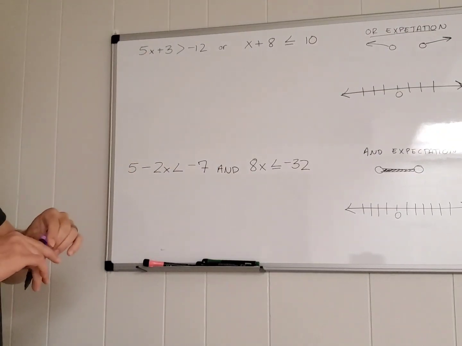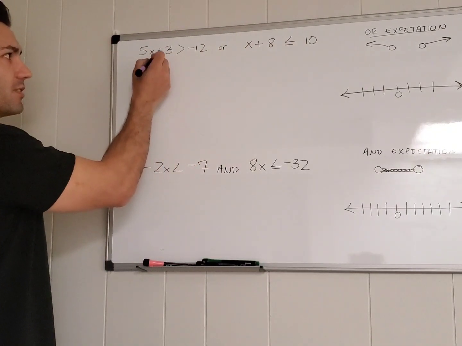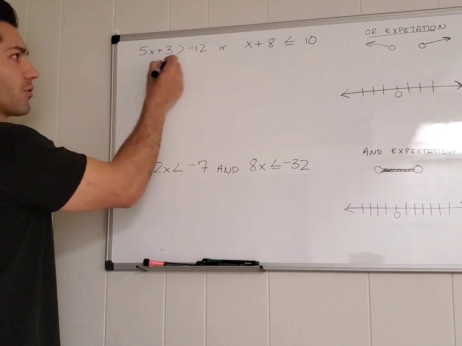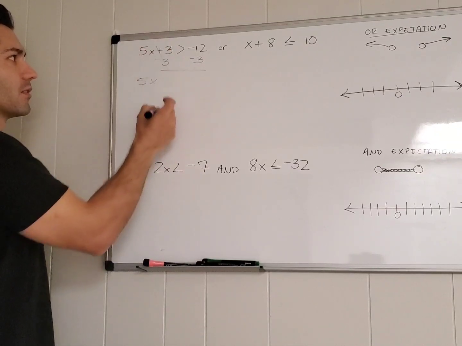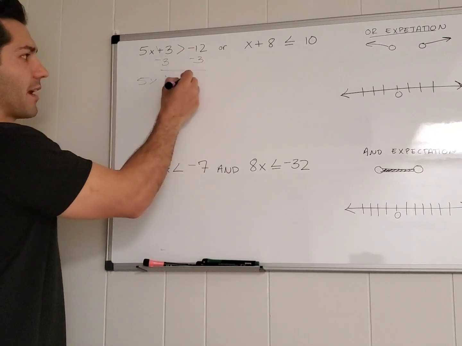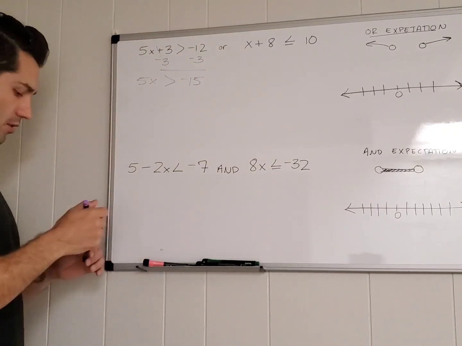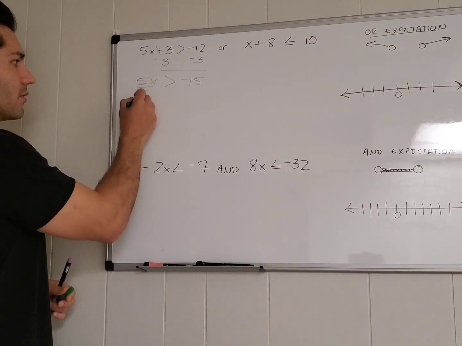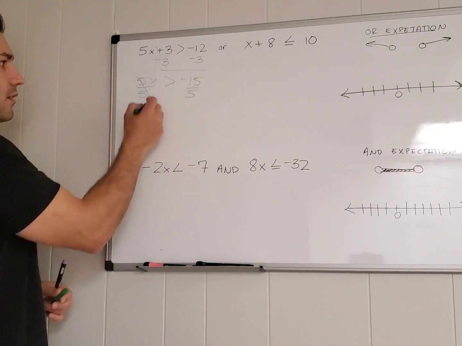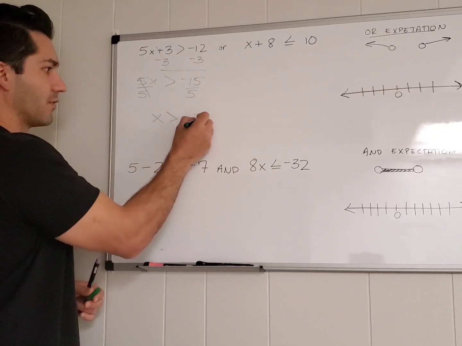So this first one, it's an OR statement. It's going to solve them both. This is a two-step to get x by itself. Minus 3, 5x greater than negative 15. Same sign, add, keep the sign. From there, we're going to divide by 5. Divide by 5. I get x greater than negative 3.